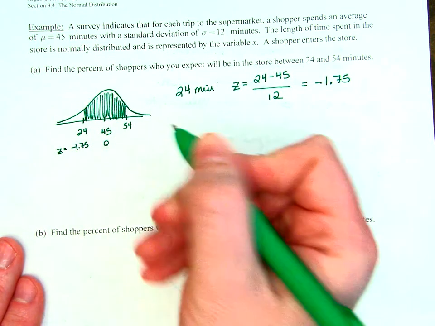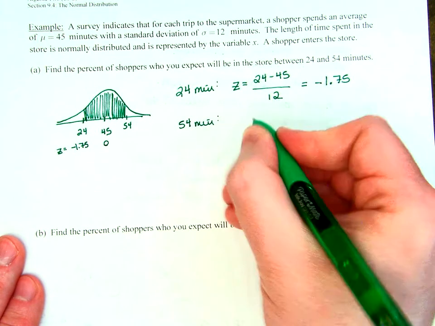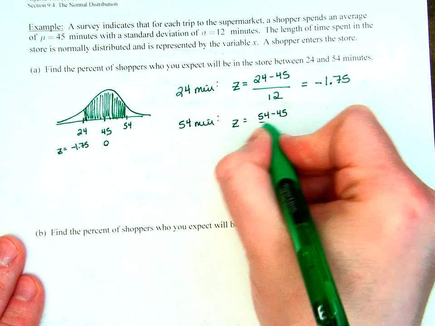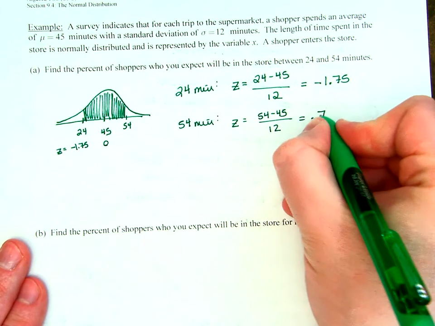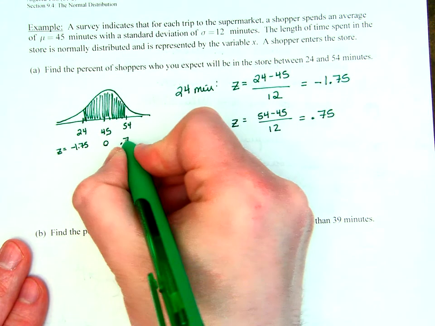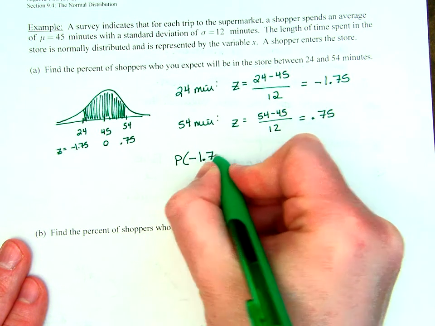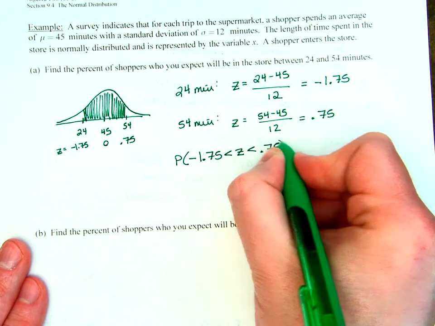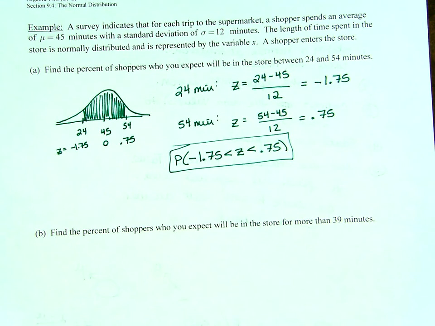I know that 45 has a z-value of 0. And then we have to convert 54 minutes into a z-score. I go to 54 minus 45 divided by 12. Should be 0.75. Which means I really want to know what percent of people have a z-score between negative 1.75 and 0.75. I do need to see an inequality like this written out. This is the problem I now need to do.